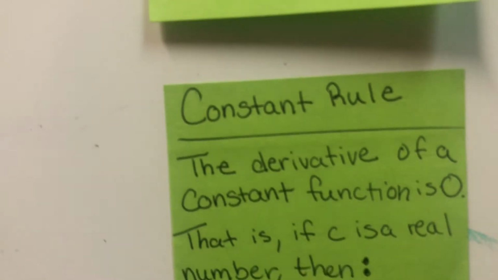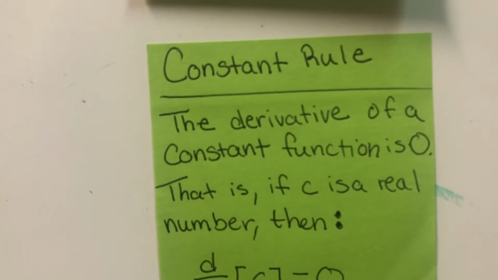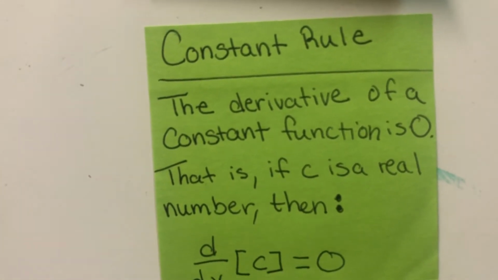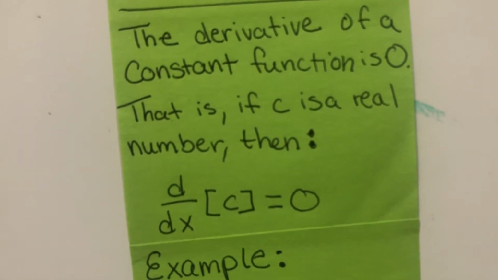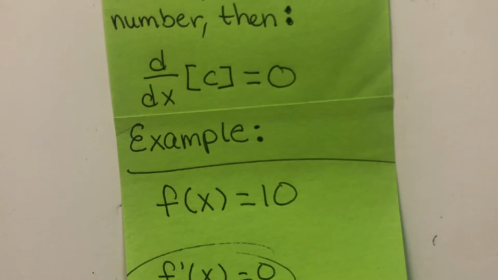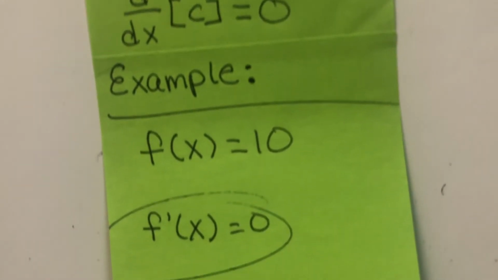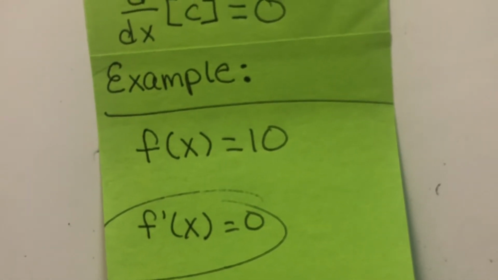So the first rule is the constant rule. The derivative of a constant function is 0. That is, if c is a real number, then d with respect to dx of c equals 0. So an example of this is f of x equals 10. Any constant is going to be 0.